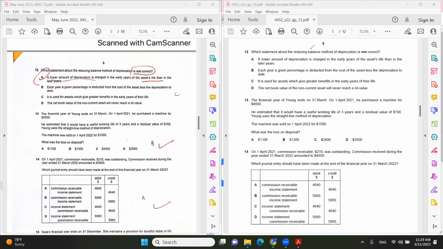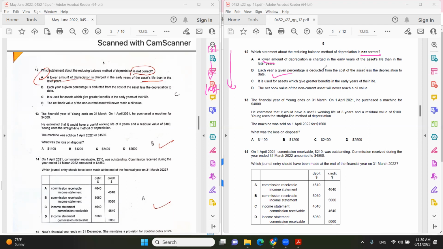Which statement about reducing balance is not correct? In reducing balance, from the first year until the last, the value gets lesser and lesser. That is for the reducing balance. A lower amount of depreciation is charged in the early year. So this is wrong. It should be the largest amount charged over the year. Each year a given percentage is deducted from the cost of the asset.